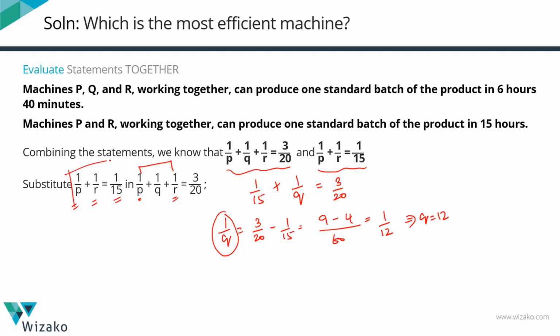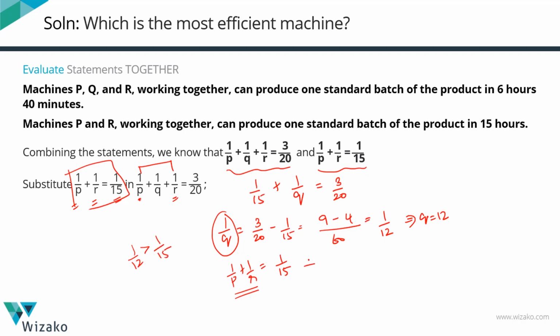Now look at this particular statement. Statement 2: 1 by P plus 1 by R is equal to 1 by 15. This statement essentially means that together these two missions manage only 1/15th of the total batch, whereas Q alone manages 1/12th. 1 by 12 certainly as a fraction is greater than 1 by 15.